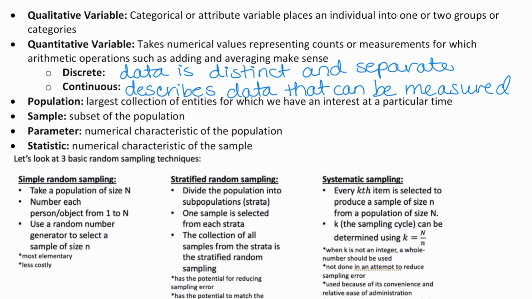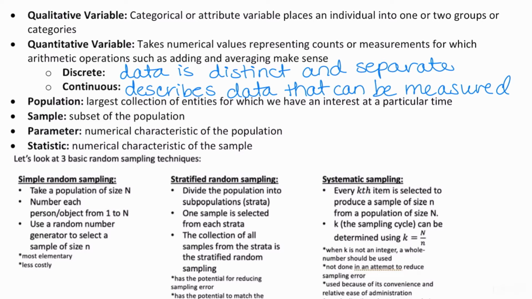Then we're going to talk about the difference between population and sample. Population is the largest collection of entities for which we have an interest at a particular time. Population is the idea of all or every. So if we talk about the registered voters in the state of Texas, all registered voters in the state of Texas would be the population. Sample is a subset of the population. So in the particular case that we're talking about all of the registered voters in the state of Texas, a sample could be 50 registered voters from Dallas, Texas. So that is basically the difference between a sample and the population.